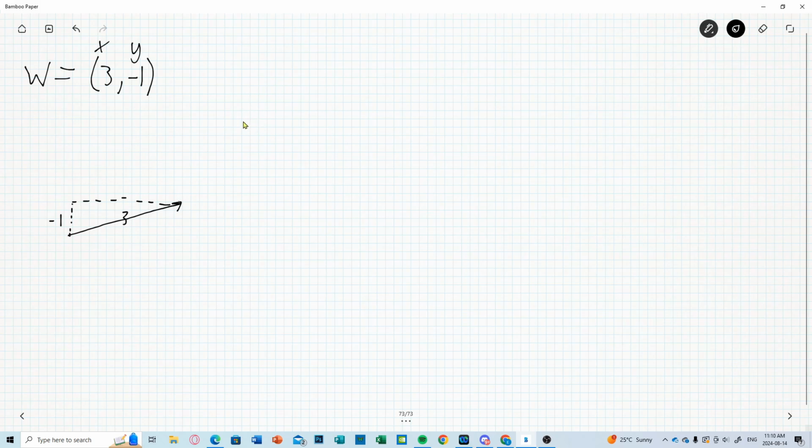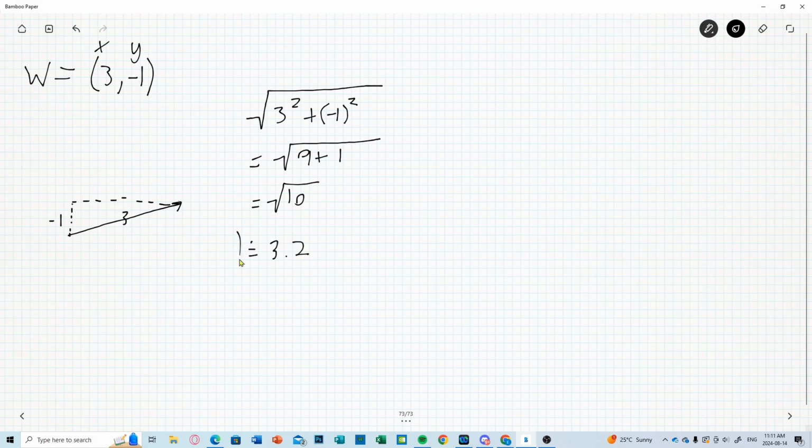So we're going to do the same steps. We're going to have the square root of our x component squared plus our y component squared. This will give us the square root of 9 plus, and since it's a negative being squared, it'll become a positive to be plus 1, which gives us the square root of 10, which tells us that the magnitude of this triangle is approximately 3.2 units.